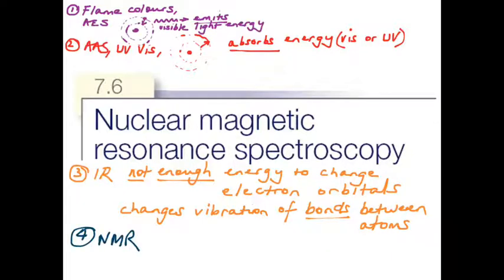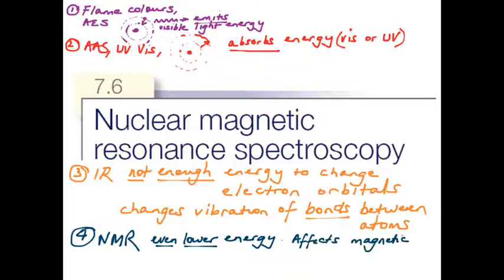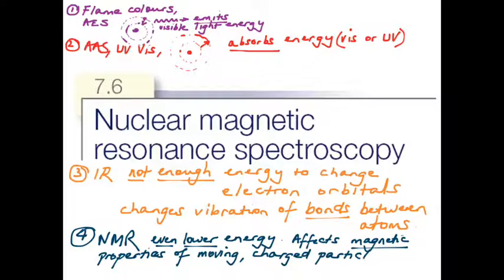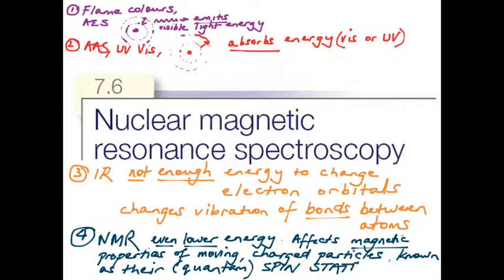Fourth one is NMR, that's the one we're going to look at now. And that is an even lower form of energy on the electromagnetic spectrum, and it affects the magnetic properties of moving charged particles, known as their quantum spin states. Now that sounds all double Dutch, but we'll explain it as we go, and hopefully you'll get a better idea.